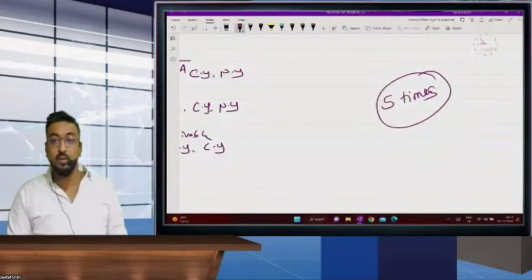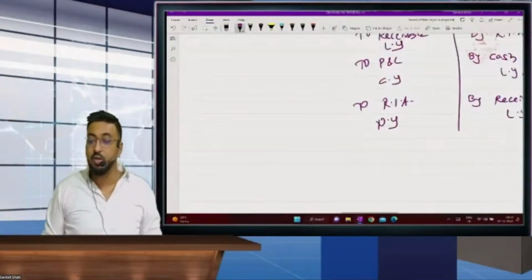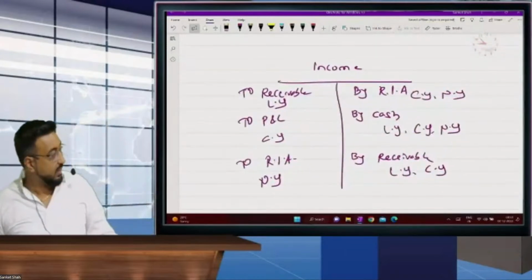Everything is clear, beta? Yes. अभी सबको क्लियर हो गया पूरा का पूरा? 5 टाइम्स इतना जोर जोर से बोलिए जैसे मैंने बोला था.